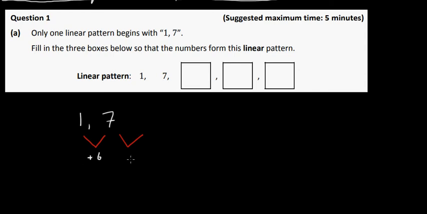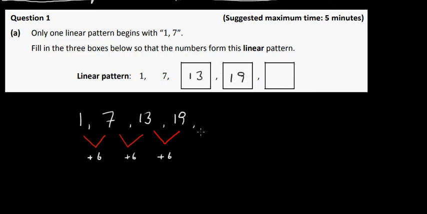So if we were to add 6 here again, we would just get 13. So our next term here would be 13. So that's what would go in here, 13. If we look at the next term then again we're just going to be adding 6. Our common difference is 6 here. So if you add 6 to 13, you're going to get 19. So that's our next term here. So 19 is going to go in here.